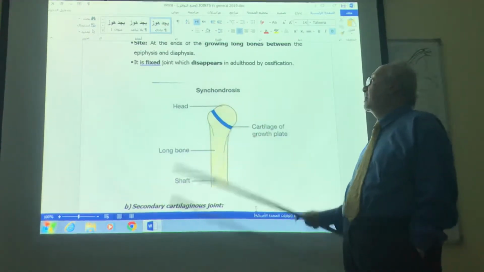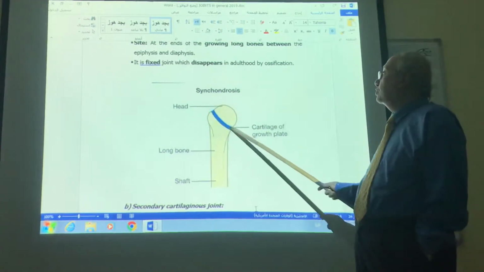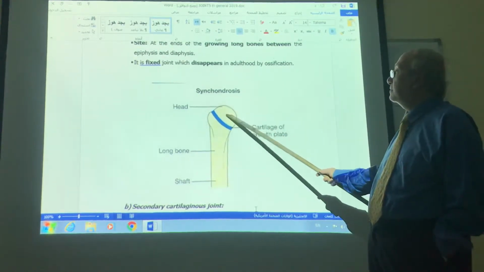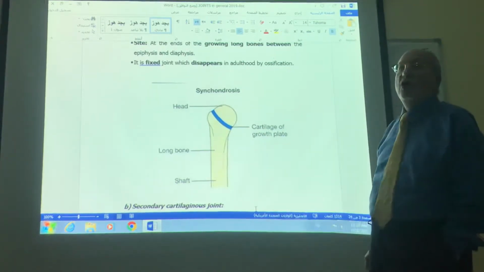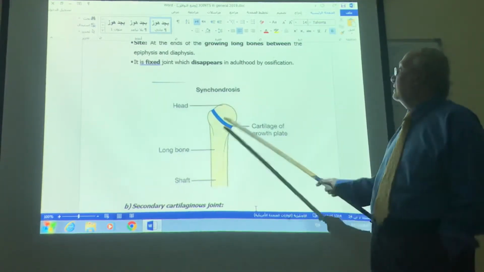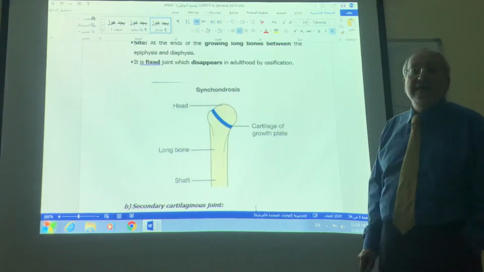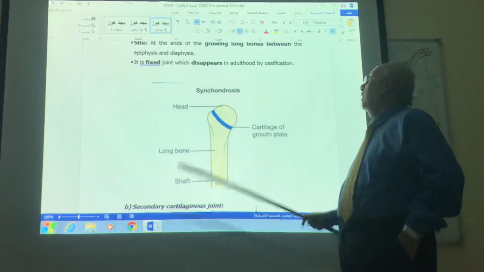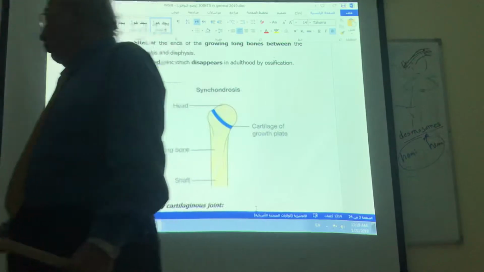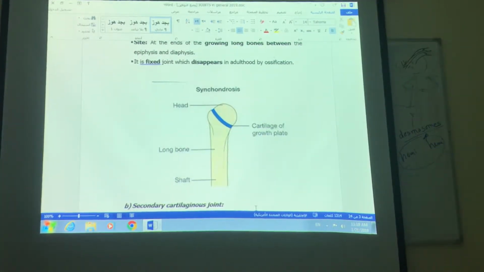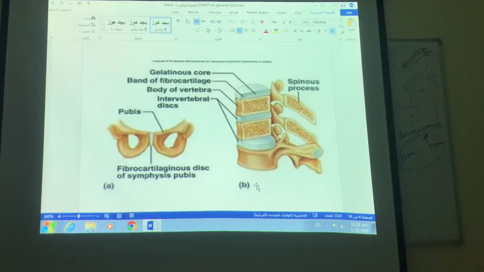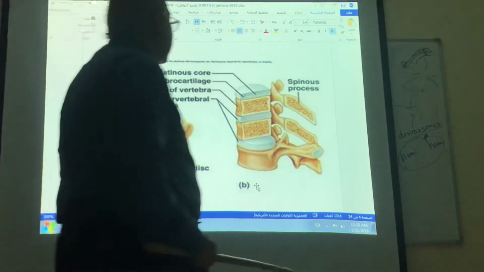Therefore, the primary cartilaginous joint is the epiphyseal cartilage, which is a primary cartilaginous joint between the epiphysis and the diaphysis of long bones, and it disappears at a certain age in each bone by ossification. Why is the first type called the primary cartilaginous? Because there is a second cartilaginous joint.